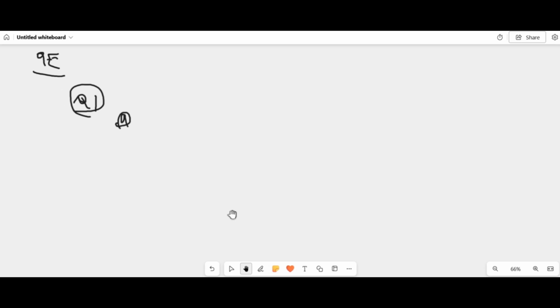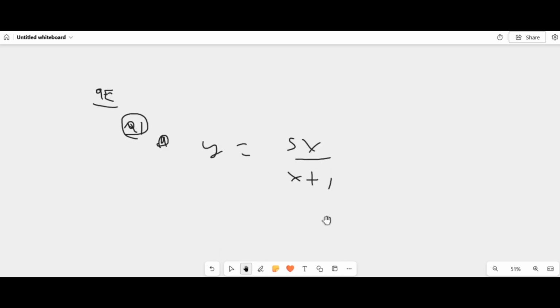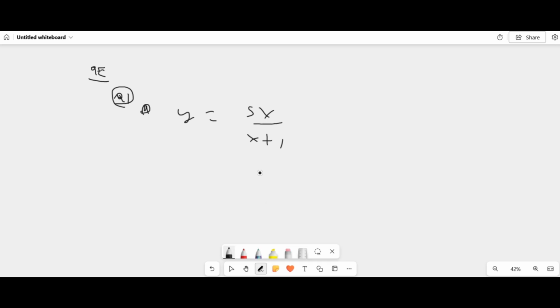1A is saying to differentiate this, yeah, so we've got y is equal to 5x over x plus 1, yeah? So here we need to use the quotient rule, yeah? Because you've got a function on top of a function, yeah? In the product rule you do a function times a function. Here it's a function divided by a function, yeah? So the function u is going to be 5x, and the function v is going to be x plus 1, yeah? So u is the top one, v is the bottom thing.